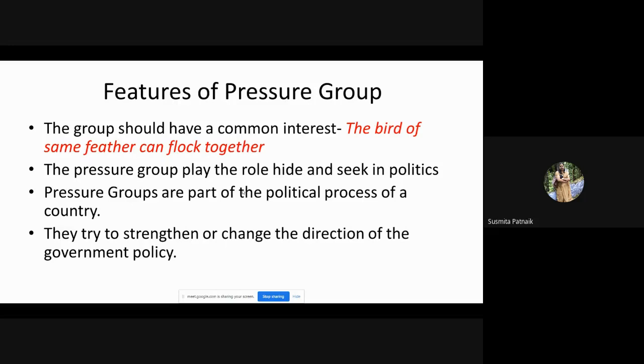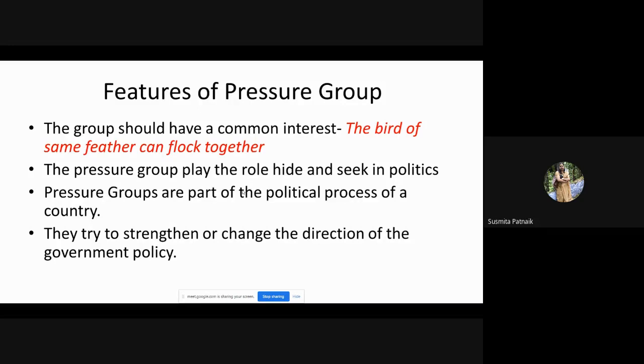Okay, so this is the type of thing called hide and seek. The persons never come in the forefront, but they do everything. Then, pressure groups are part of the political process of a country. Without pressure groups, the political process cannot run. So they are called part of the political process of a country. There is a requirement for pressure groups.